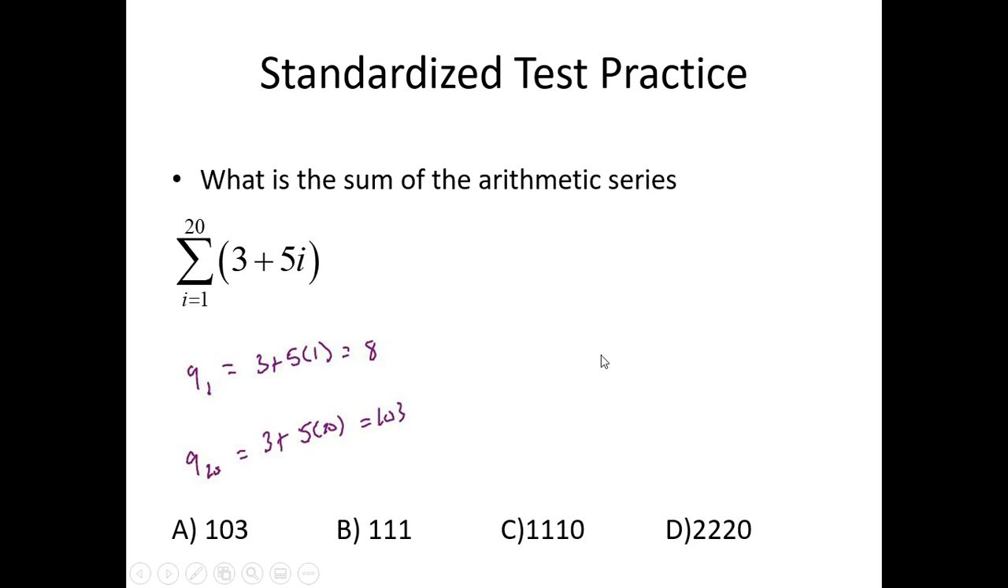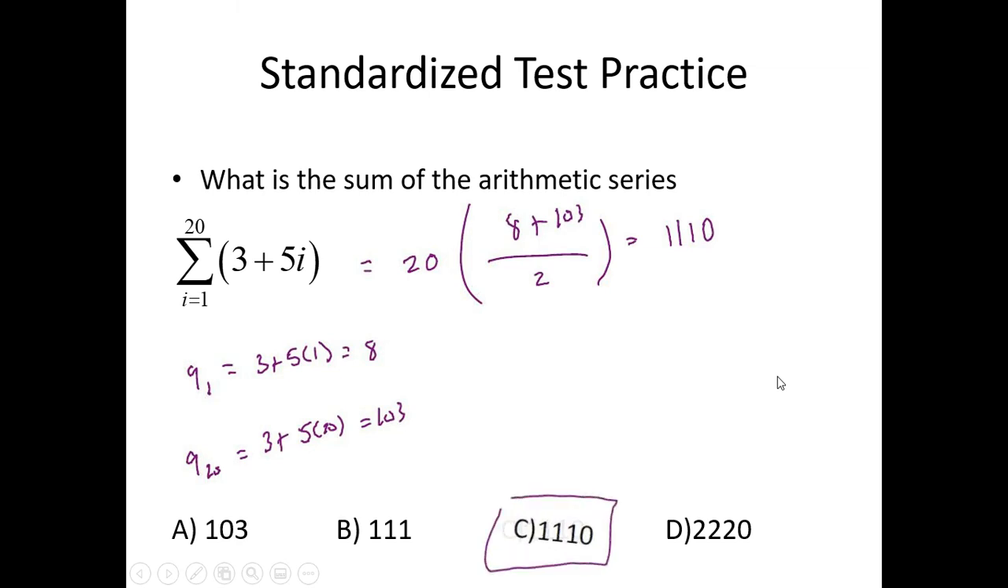Plug it into the equation from the previous slide there, and this is going to equal 20, which is my n, times a sub 1 plus a sub n, divided by 2, and it turns out to be 1,110. So the answer is C.